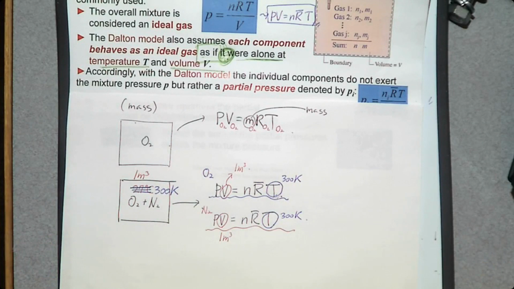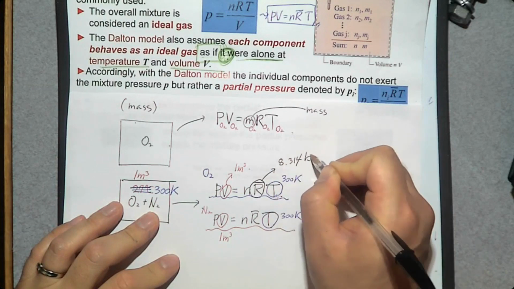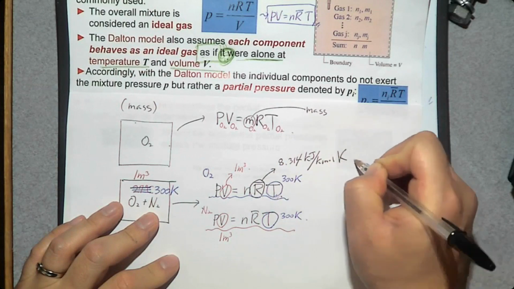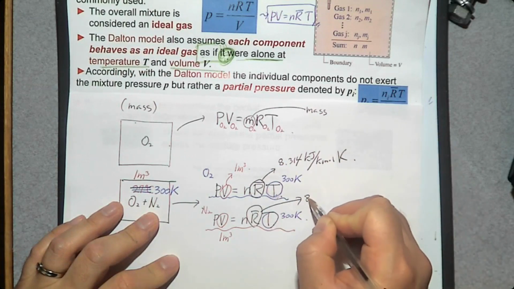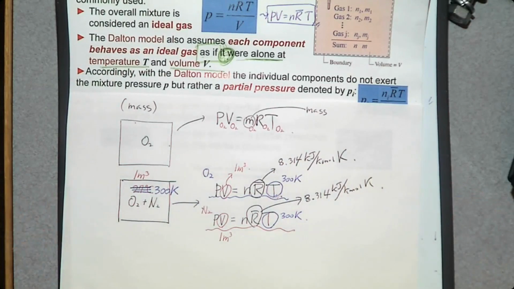What about the gas constant? On a molar basis, there is no difference in gas constant R. There's only one universal gas constant, so we don't need to worry about R of oxygen or R of nitrogen. That's what we did on the mass basis. On the molar basis, R is always one number, 8.314 kilojoule per kilomole Kelvin. This one is also the same, 8.314 kilojoule per kilomole Kelvin. Looks pretty simple. Now, the remaining two are P and N.